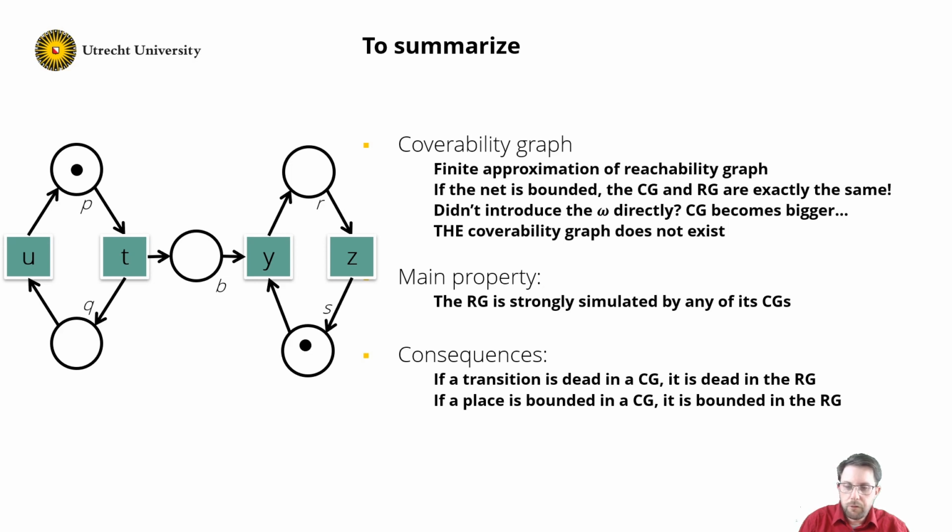So, if a transition is dead in the coverability graph, it is also dead in the reachability graph. And another property we often use is that if a place is bounded in a coverability graph, it is bounded in the reachability graph. And if it is unbounded in the coverability graph, it is also unbounded in the reachability graph. So that means that you can use the coverability graph to deduce the bound of each place in the net.